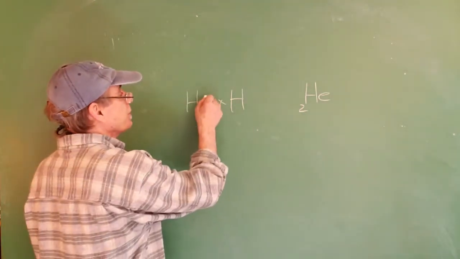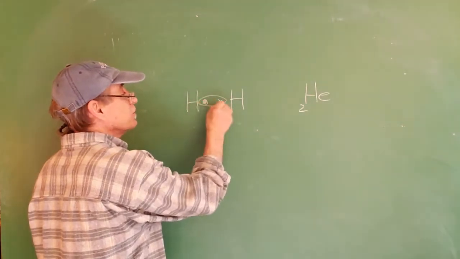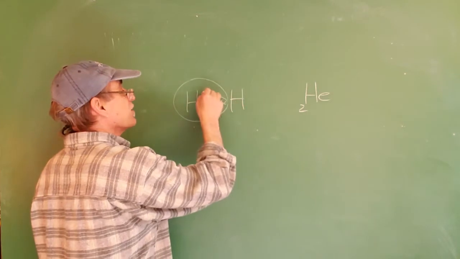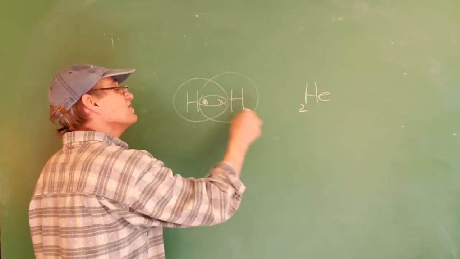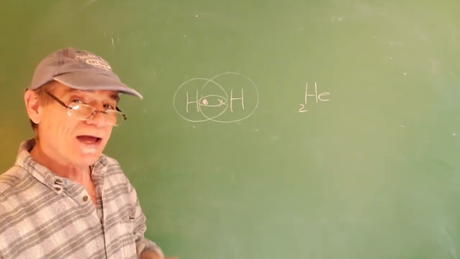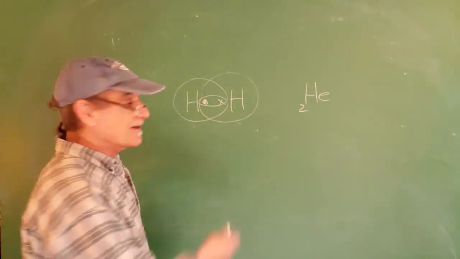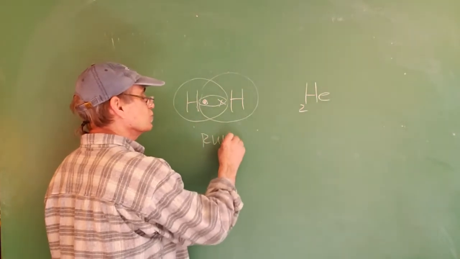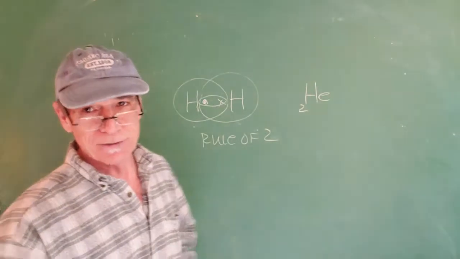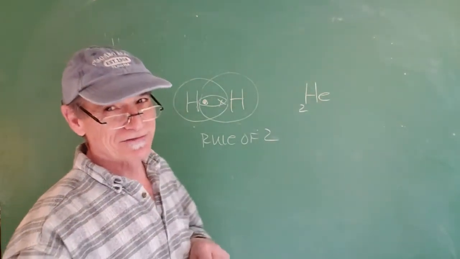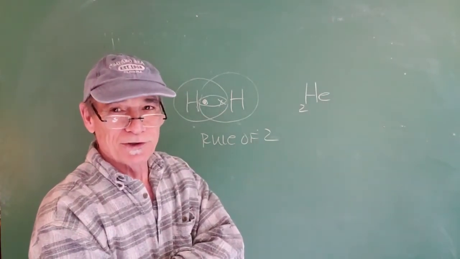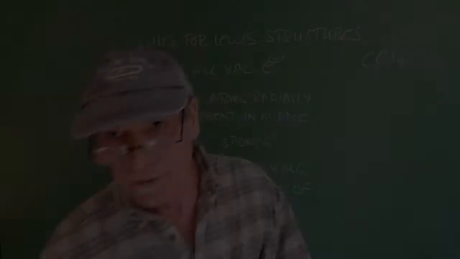Well, if it shares a pair with a single electron with its other partner, that means that each hydrogen then thinks it has 2 outer shell electrons and thinks it looks somewhat like helium, at least electron-wise. So hydrogen doesn't follow the rule of 8. It has its own little rule of 2. So as we develop this rule of 8 business, you got to remember that hydrogen doesn't follow that. It's got its own little rule of 2. All right, well, let's go on and do a little bit more complicated Lewis structure.